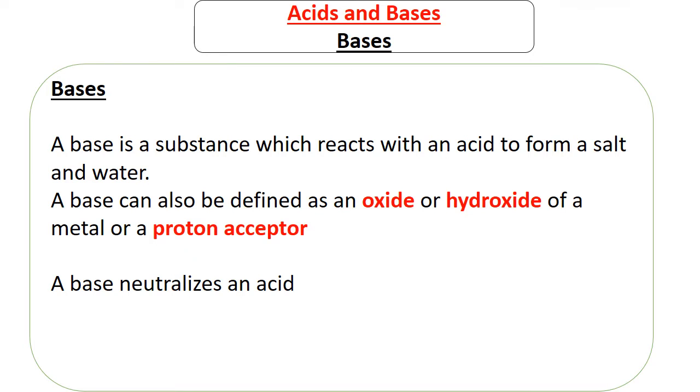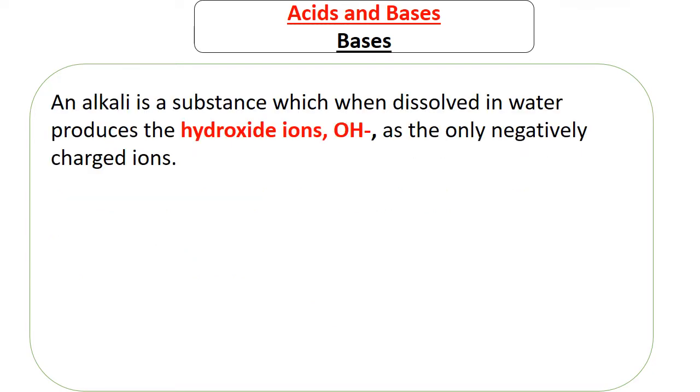From the definition, we can tell that a base neutralizes an acid. If you mix a base and an acid, you're going to have something neutral. You're going to have water at the end and maybe a salt. A soluble base is called an alkali. There are two types of bases: soluble bases and insoluble bases. Soluble bases are called alkalis.